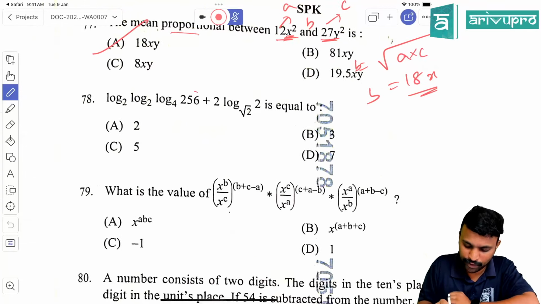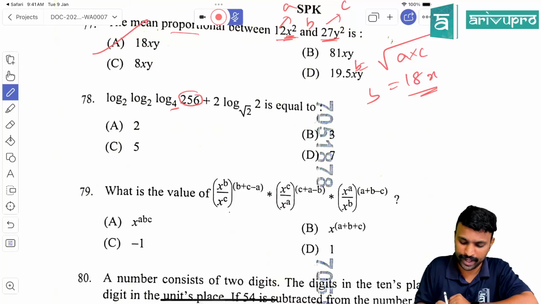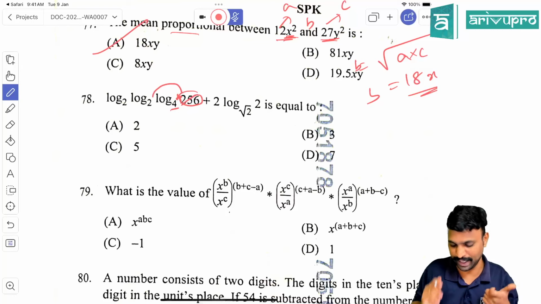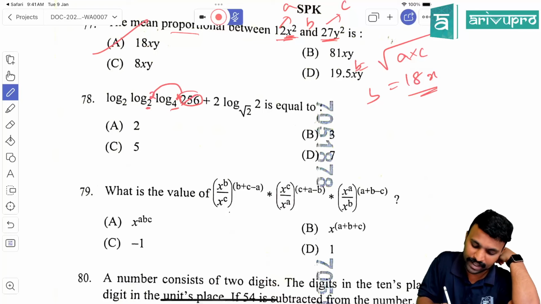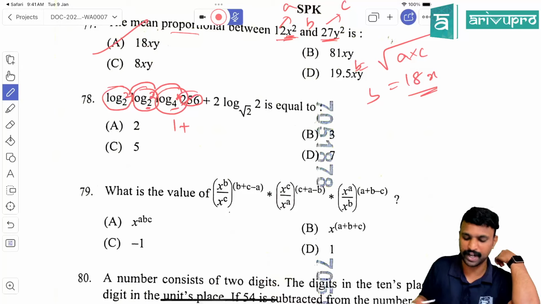Please observe 256. Look at the base of the inner log. It is 4. How do I write 256 in terms of 4? It is 4 power 4. Very good. So in place of 256, only 4 remains. The power will become a multiplier. But 4 is not a prime number, because the base associated with this log is 2. So how do I write 4? 2 square. But the power 2 comes over here. So log 2 to base 2 is 1, log 4 to base 4 is 1. So the first term will reduce to 1.